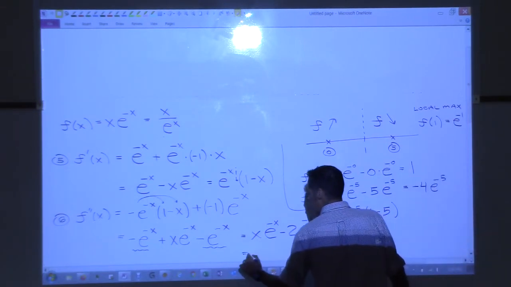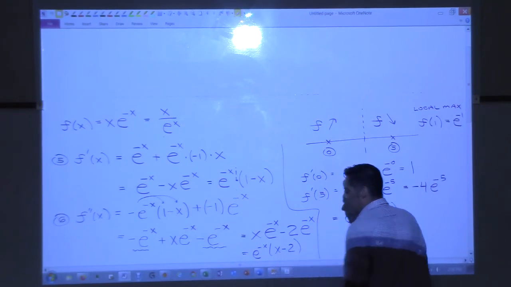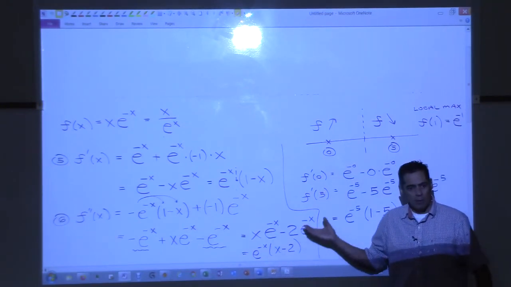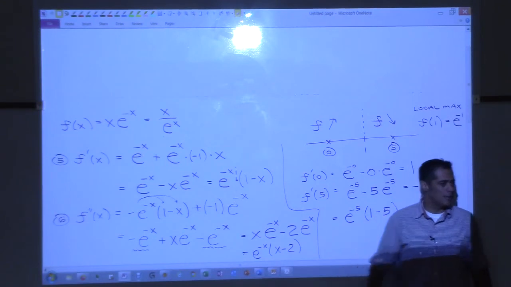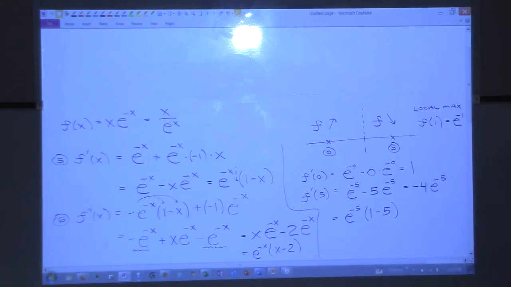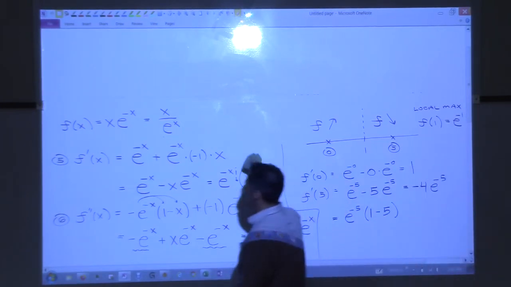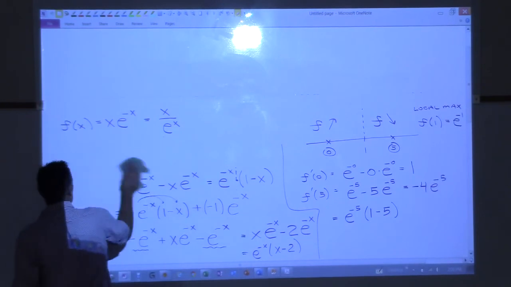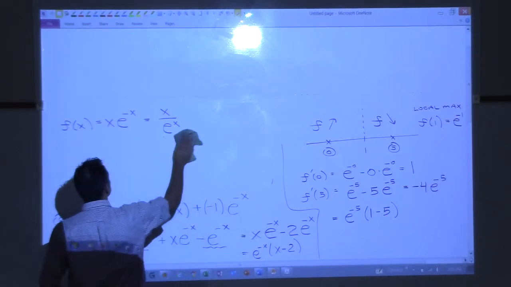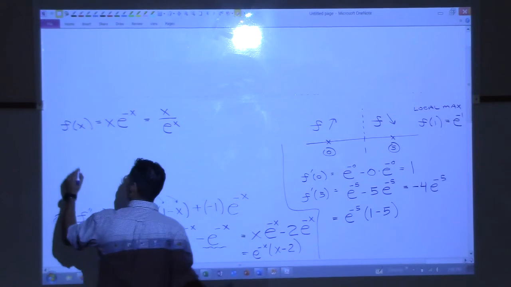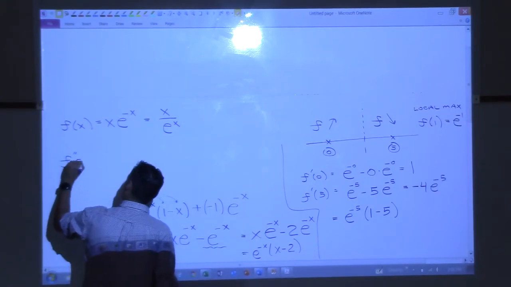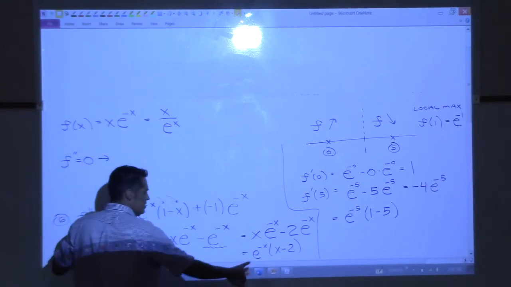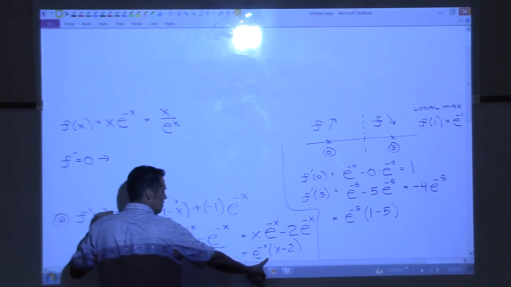And if I was so inclined, I could again pull out an e to the negative x. They both have e to the negative x, so I could pull that out, and then I'd have x minus 2 left inside. Any questions? Set that to 0, yes? So setting that thing equal to 0, second derivative to 0 means I set this to 0. What's the only answer? x is 2.